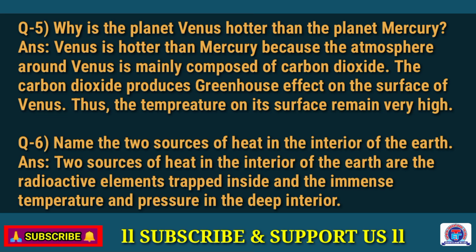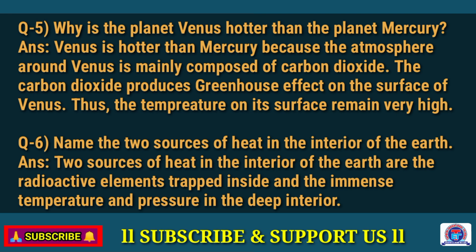Question 5. Why is the planet Venus hotter than the planet Mercury? Answer. Venus is hotter than Mercury because the atmosphere around Venus is mainly composed of carbon dioxide. The carbon dioxide produces greenhouse effect on the surface of Venus. Thus, the temperature on its surface remains very high.